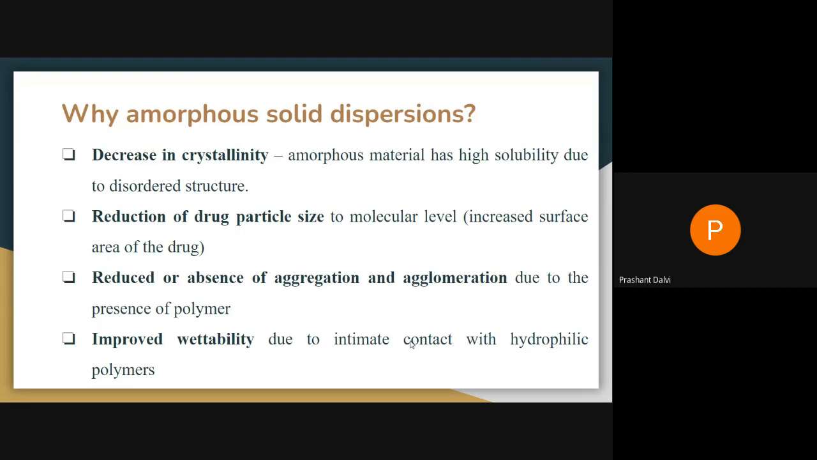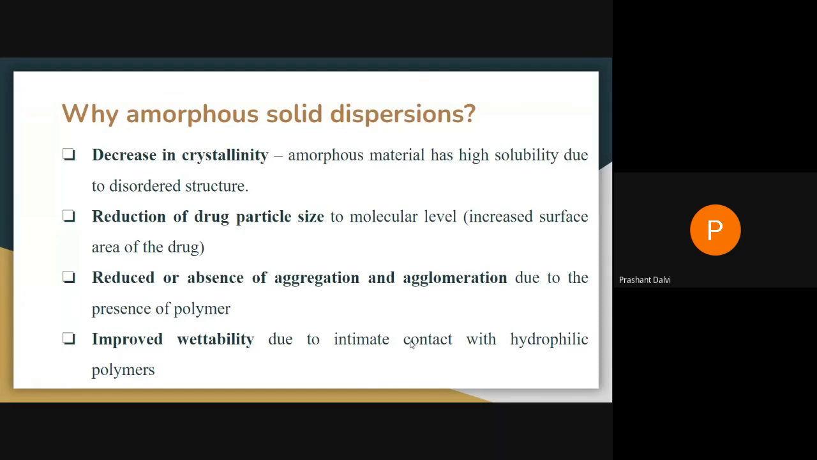So why only these amorphous solid dispersions? There are n number of different solid dispersion techniques available. If you see these amorphous solid dispersions, there is a decrease in crystallinity. This amorphous form of the material has high solubility due to the disordered structure of the atoms in the molecules. That's why this amorphous solid dispersion.